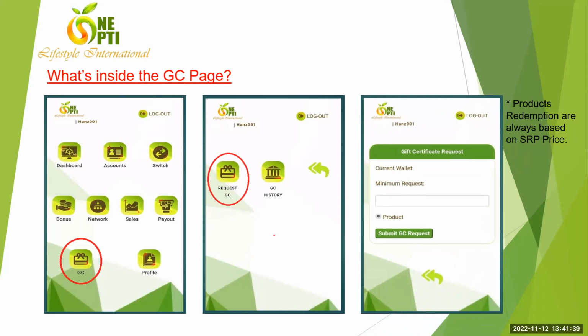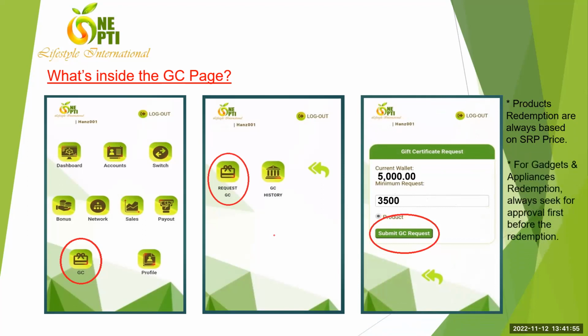Now, please be reminded that for products, redemptions are always based on SRP price. So in this particular example, let's say I have 5,000 pesos available, or 5,000 points, and I wish to redeem 3,500, then basically that is the amount that will be redeemed.